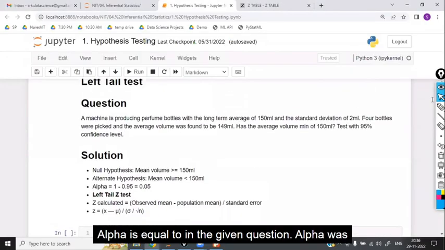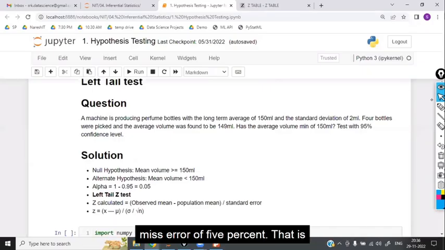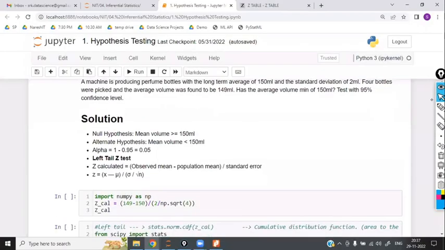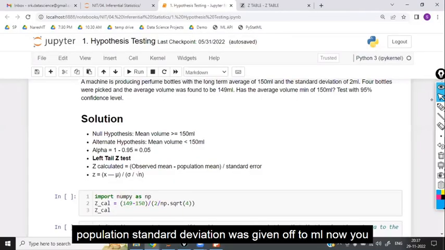Alpha is equal to, in the given question, alpha was not given. Test with 95% confidence. 95% confidence means error of 5%. That is 1 minus 0.95, alpha is equal to 0.05. And now, whether you have to apply a Z test or T test: Z test only, because the standard deviation was given. Population standard deviation was given, 2 ml.